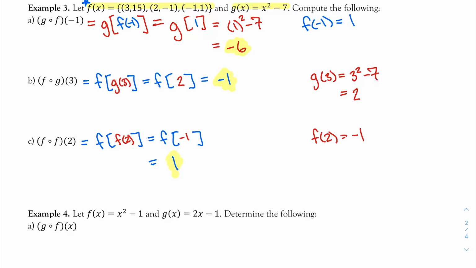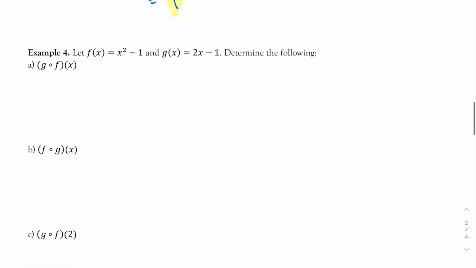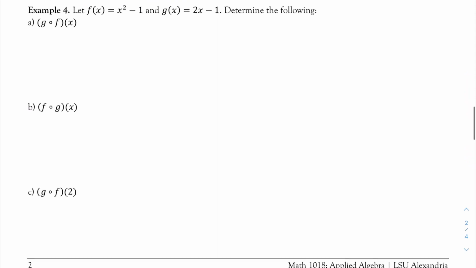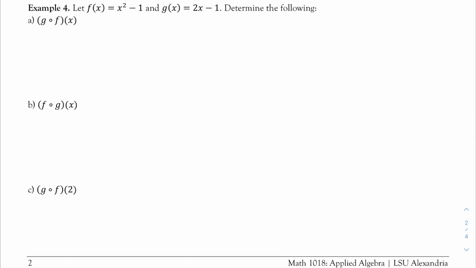Finishing up our example 3. So we just got a sample of function composition when I'm plugging in a number. But just like what we did for the operations, we worked with operations with a number plugged in, and then we went more general with our x's. We're going to do the same thing for composition. In example 4, if I have f of x is x squared minus 1, and g of x is 2x minus 1, I want to ask, what's g of f of x?